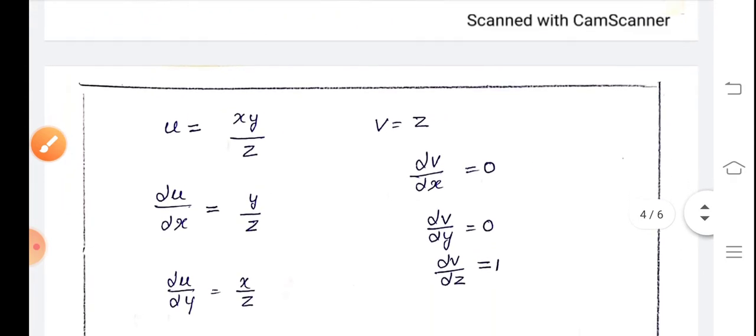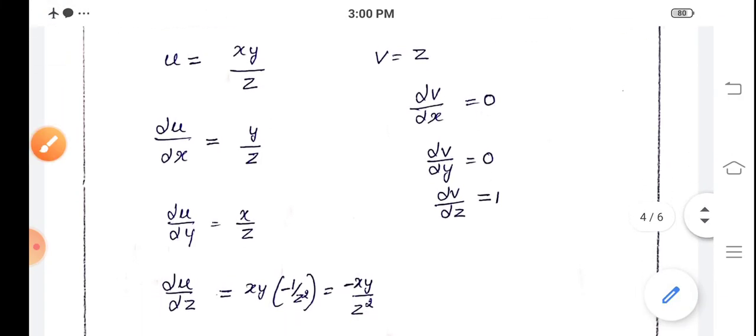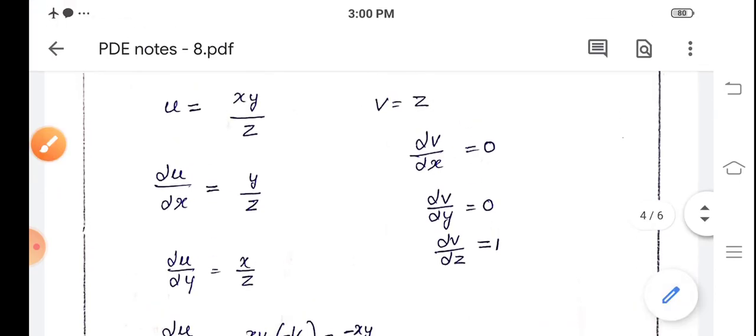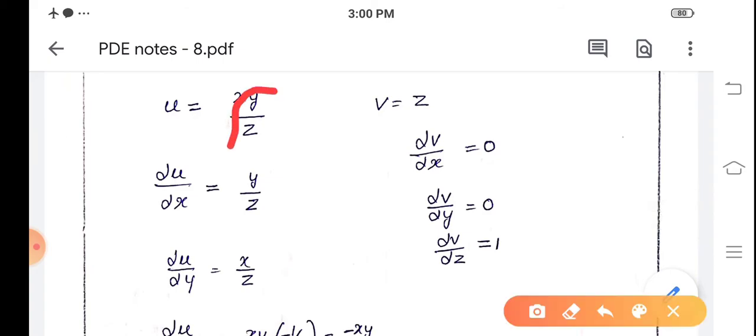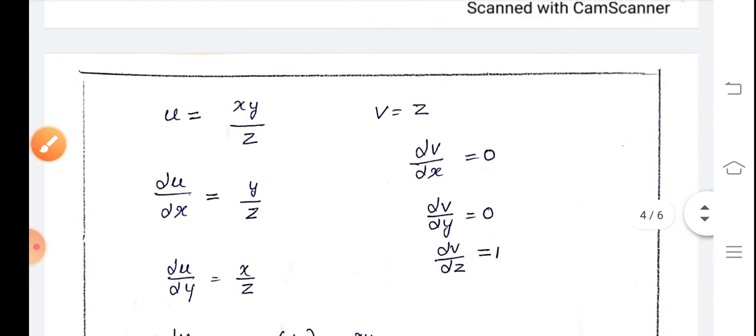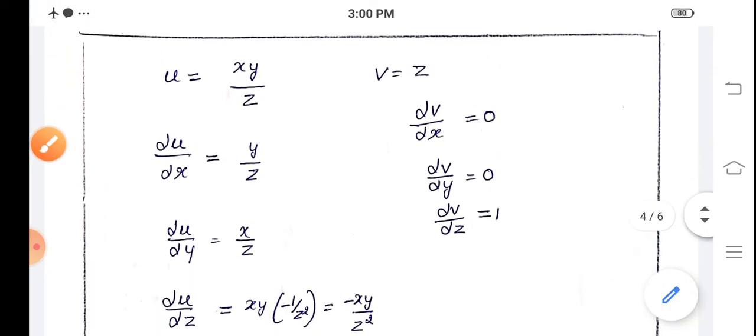Now, we write the partial derivatives of u and v with respect to x, y and z. U is xy by z. So, when we differentiate partially with respect to x, dou u by dou x, y and z terms are constant. So, partial derivative of u with respect to x is y by z into derivative of x, which is 1. That gives y by z.